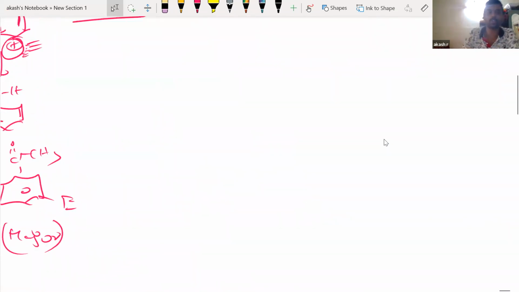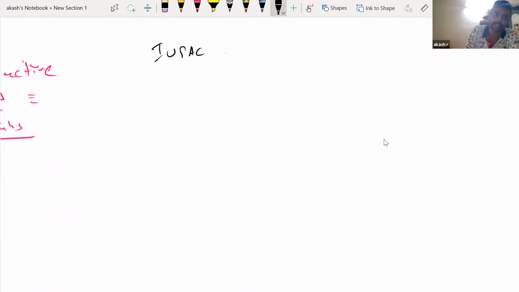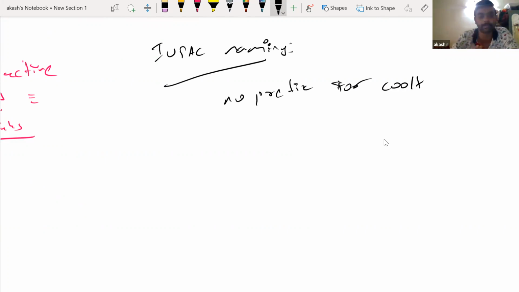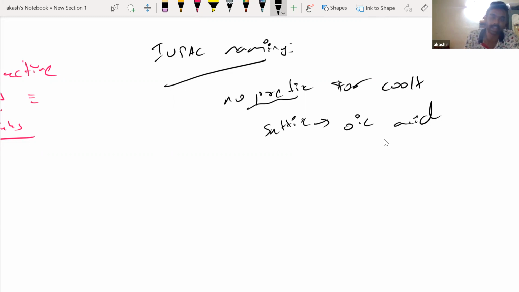Right. So now, starting with IUPAC naming, how do you name these acids? All that you have to understand is there is no prefix for COOH, because that is going to be the maximum prioritized functional group in all of organic chemistry. Irrespective of any other group being present, COOH is going to get the maximum priority. But they will have a suffix, and the suffix for them is going to be oic acid.